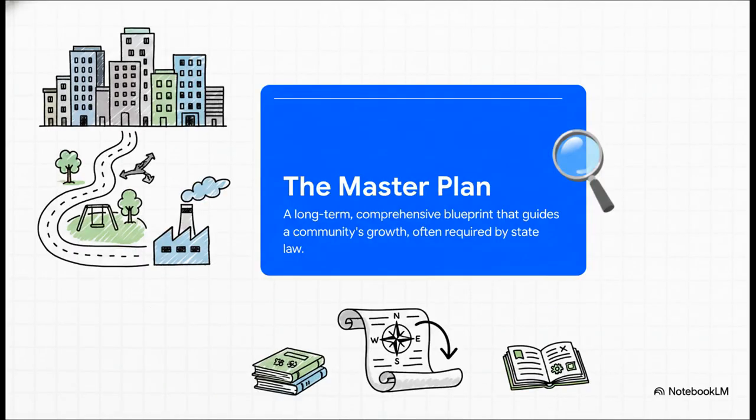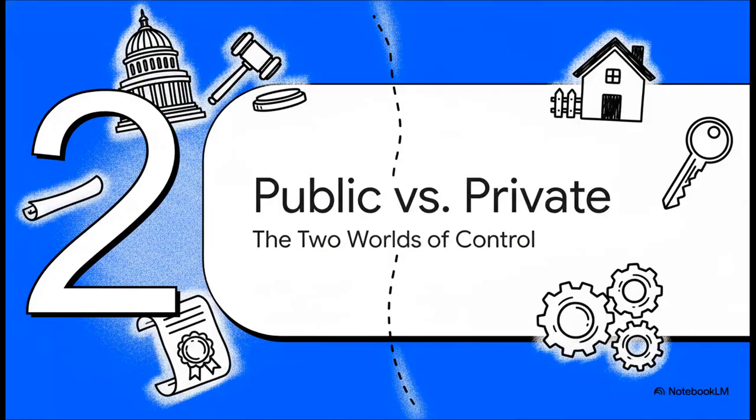So how does that vision become real? It gets put into a document called the Master Plan. And don't just think of this as some vague wish list. No, it's a detailed, long-term blueprint for how a community is going to grow. It lays out where the houses go, where the parks go, where the industrial areas go. And what's really important to remember is that this document is the foundation for all the specific rules we're about to cover.